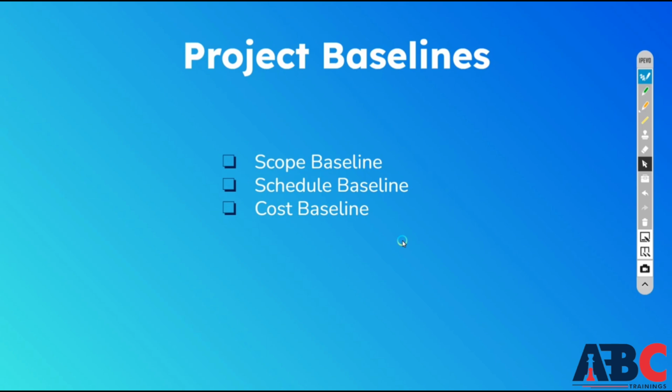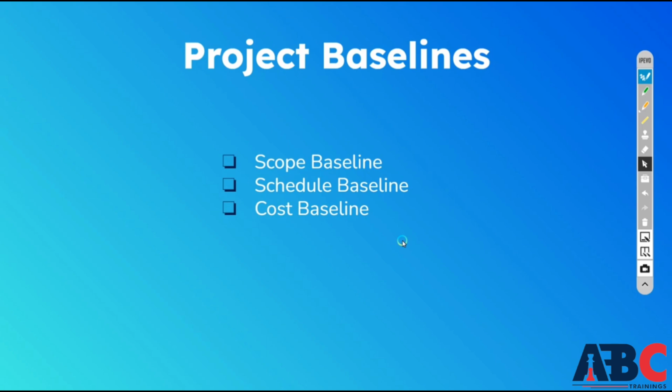Within the baseline, you have three different types: scope baseline, schedule baseline, and cost baseline. In the schedule baseline, you define how much time duration is going to be taken, on which date which activity is going to start, and how much time will be taken for both. That is according to the schedule. Within the cost baseline, you define what budget will be allocated or assigned to it.